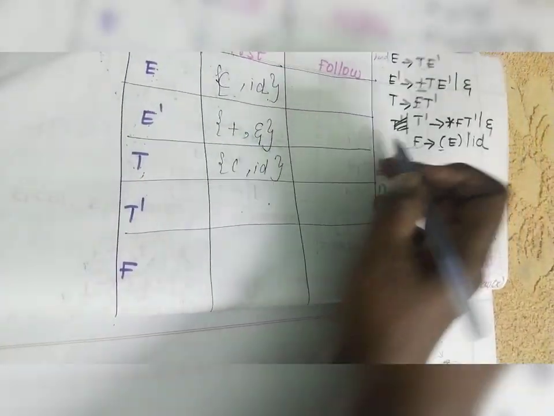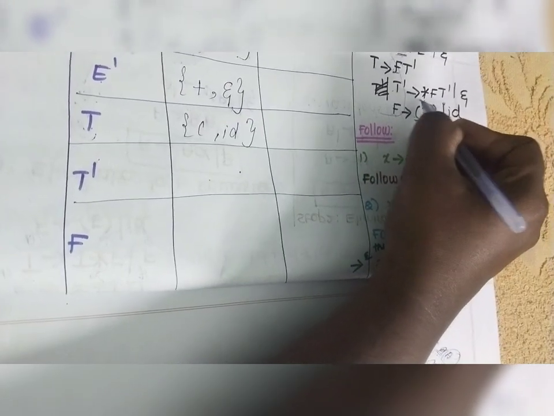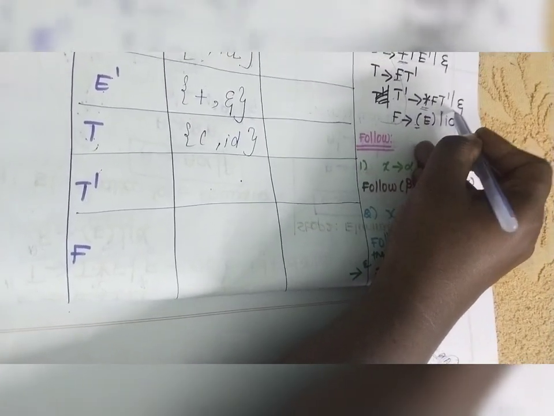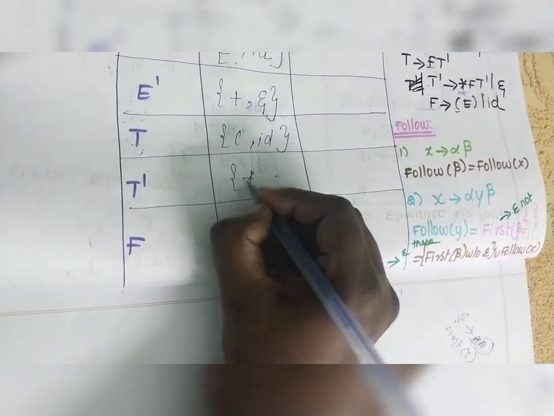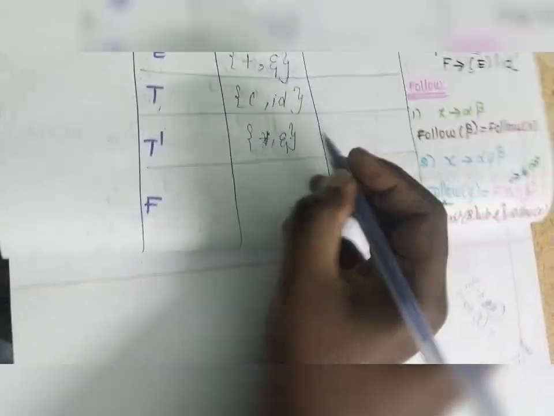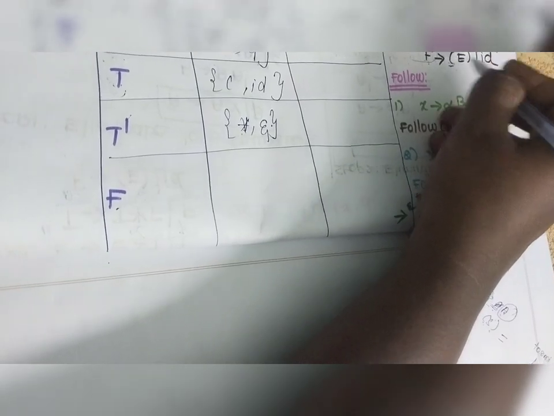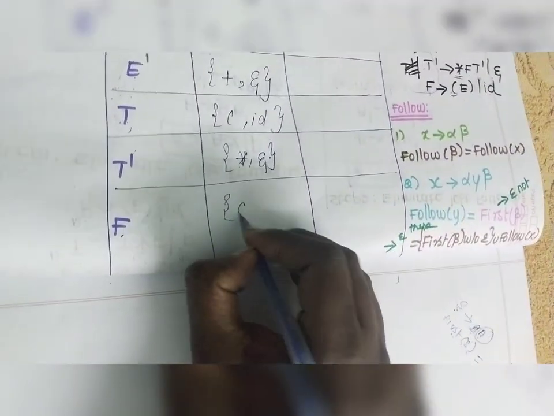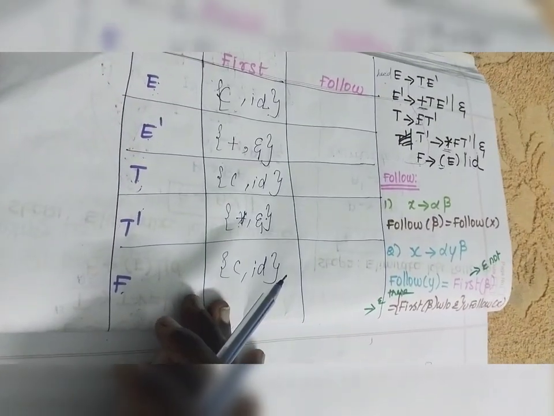Then the first position of T dash. T dash meets the terminal star first, and T dash also comes with epsilon. So here it comes with star and epsilon. Then F. F first meets the terminals open bracket and ID only. So this is the first position of all the heads.